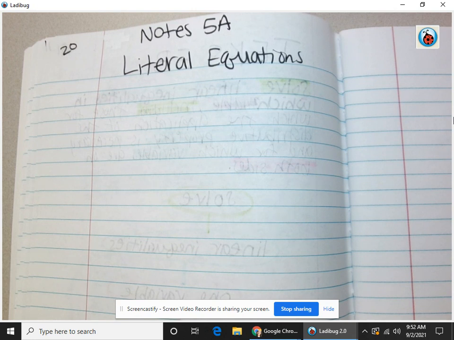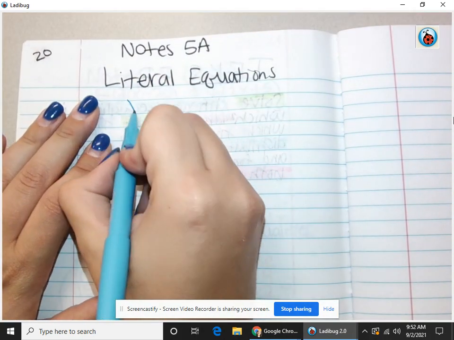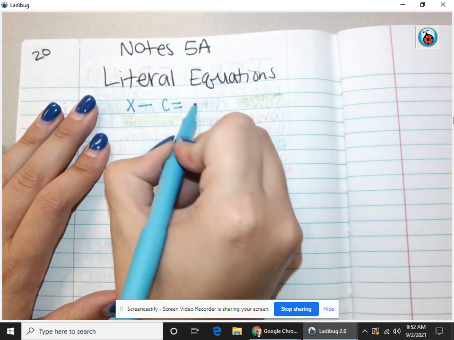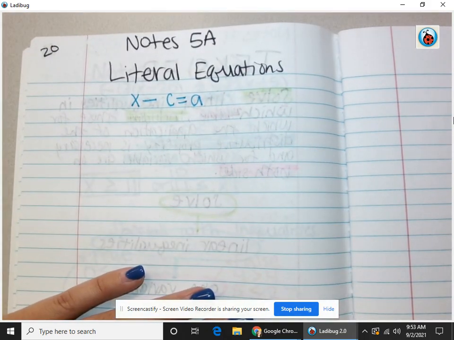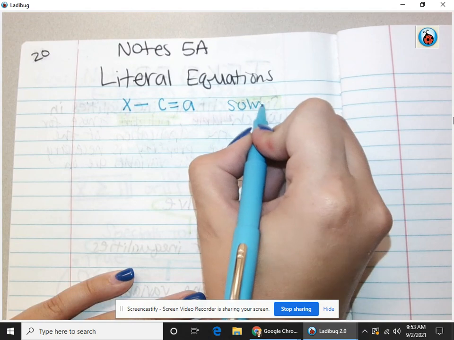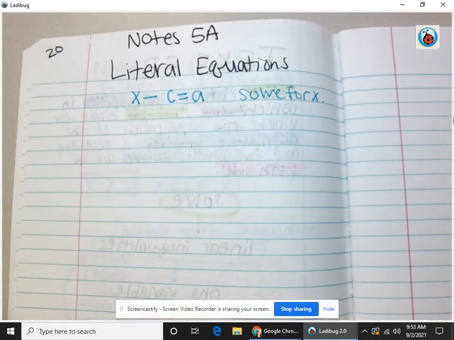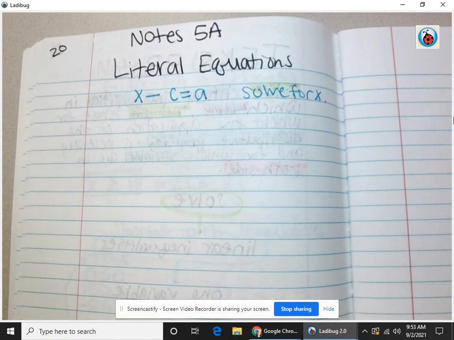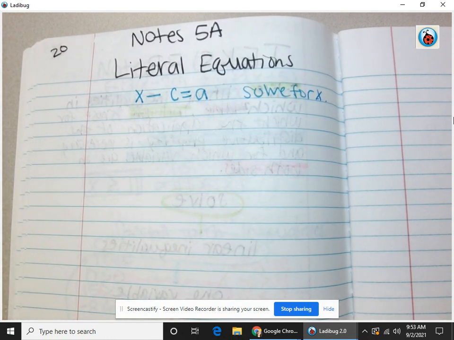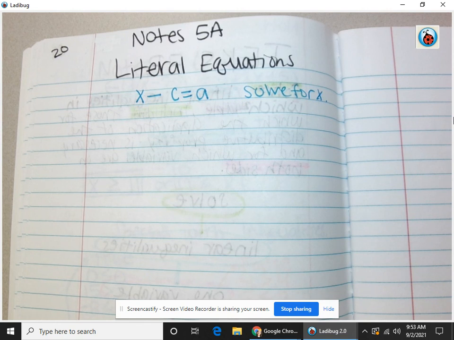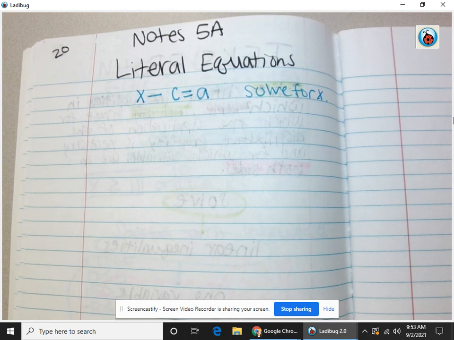So literal equations are equations like formulas that are full of letters, not numbers. So a literal equation is something like x minus c equals a, and they tell you to solve for x. All it is is rearranging the problem. We're not really solving for x in terms of having one answer. We could have a multitude of things.